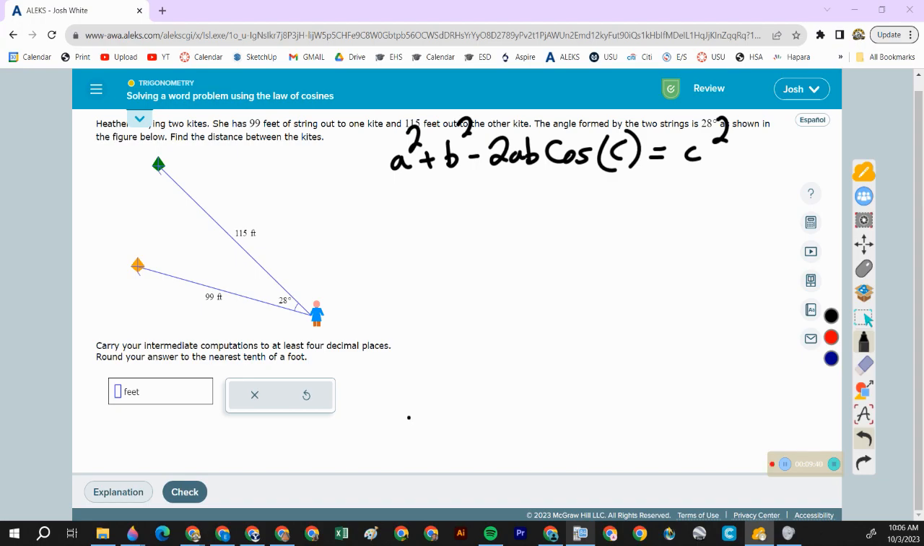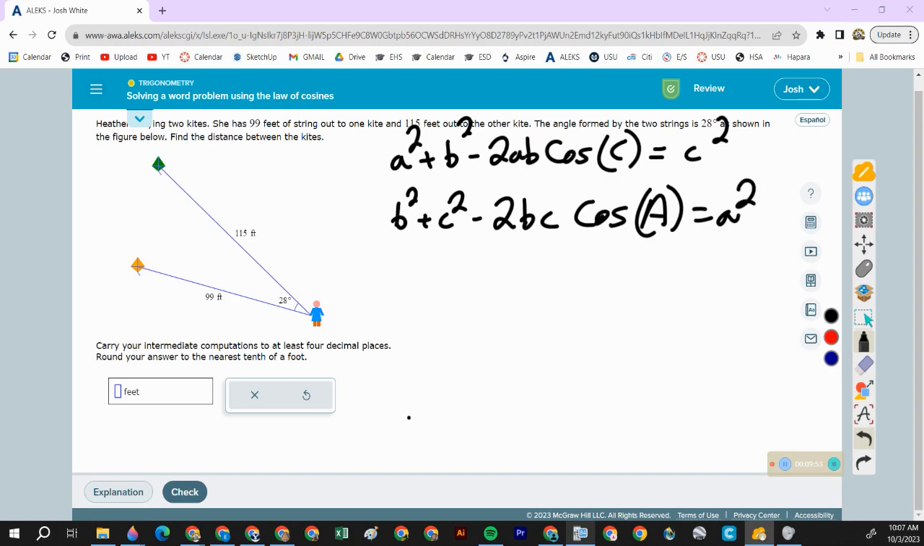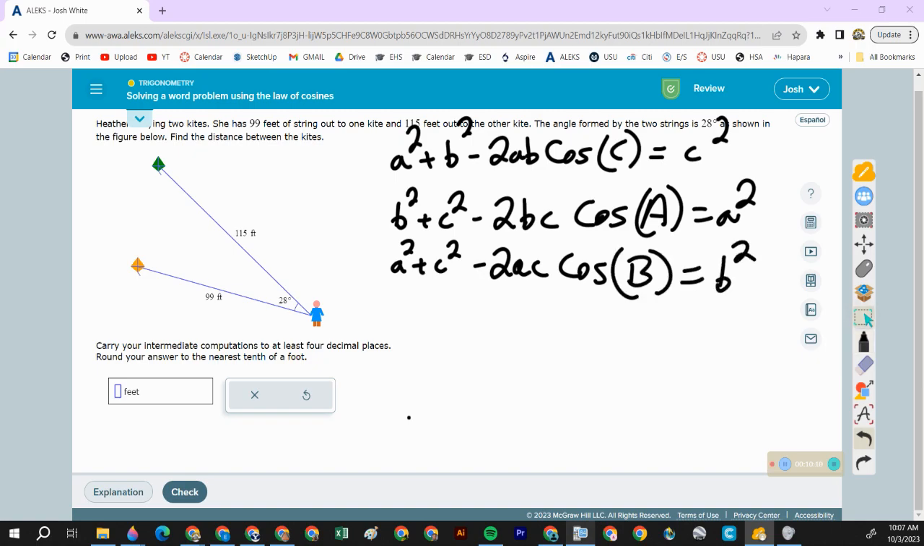But if we focus on angle A, then it would be b squared plus c squared minus 2bc cosine of A equals a squared. If we focus on angle B, then the formula would be a squared plus c squared minus 2ac cosine of B equals b squared.